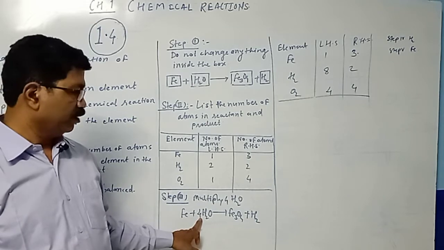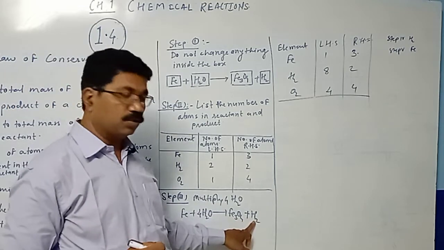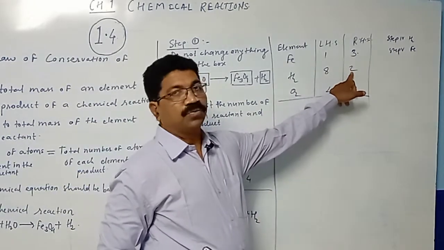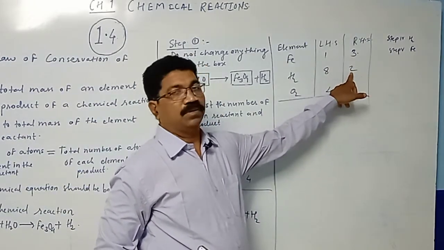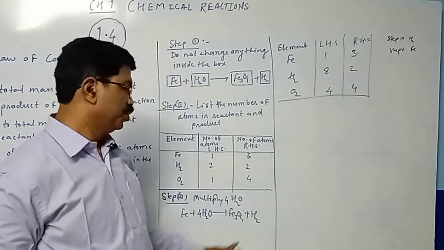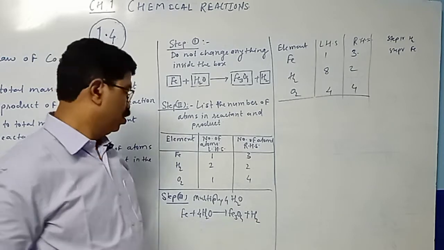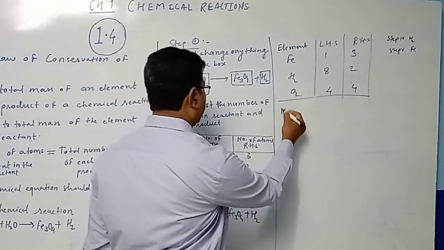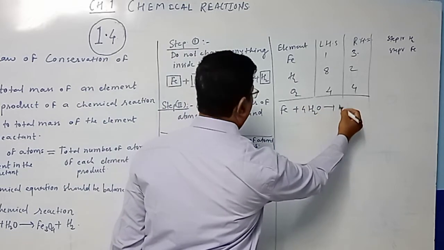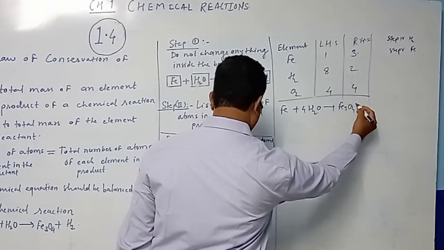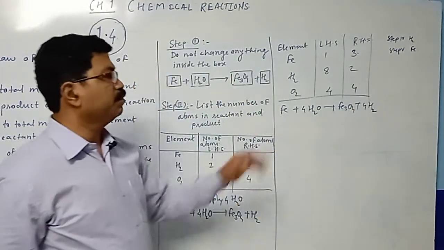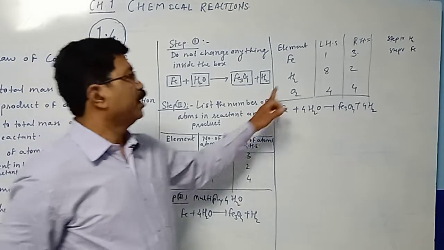4H2 means 4 into 2, 8 hydrogen on the left. Only 2 hydrogen is there on the right. So I should multiply by 4 on the product side, so that 4 into 2, 8, and this will also become 8. So I have to take the coefficient 4 for this. I can write Fe plus 4H2O gives us Fe3O4 plus 4H2. Clearly you can see now hydrogen is balanced, oxygen is balanced.